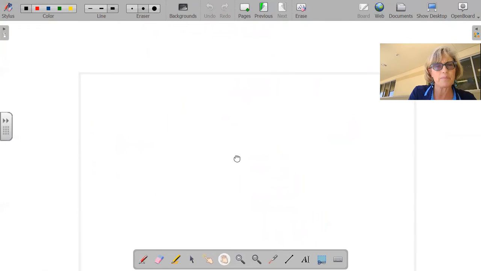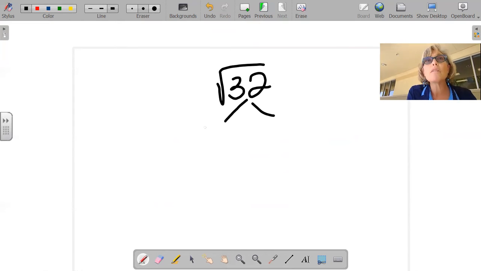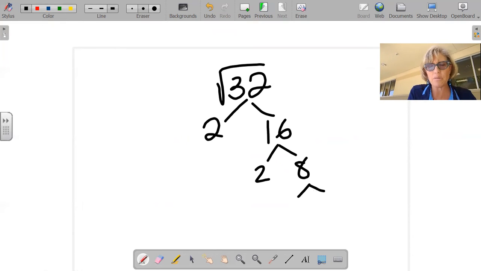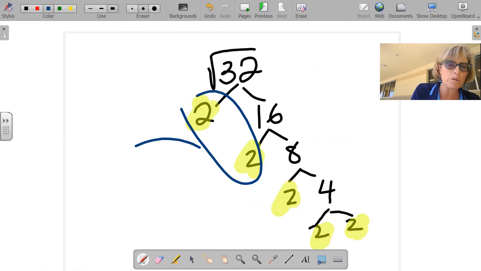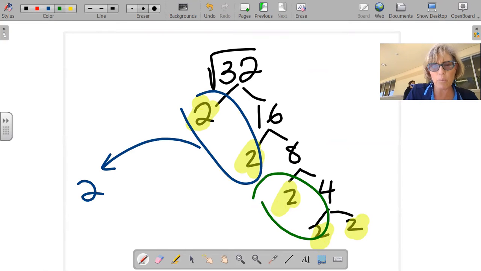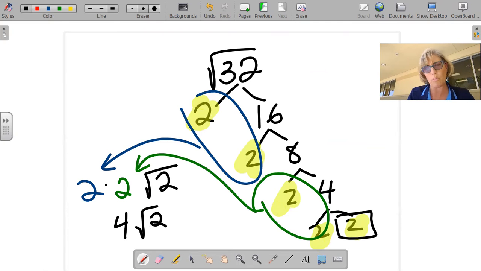Doing another one. Root 32. Factor tree. 2 and 16. 2 and 8. 2 and 4. 2 and 2. Looking at the leaves. Find your dates. I have a pair of 2s. They're going to come out. Another pair of 2s, they're also going to come out. And this stays home. So we get 4 root 2.